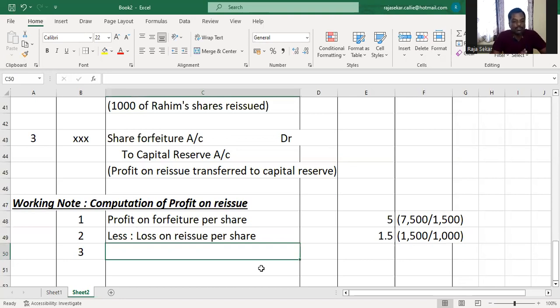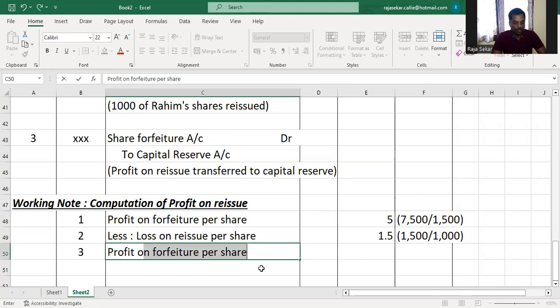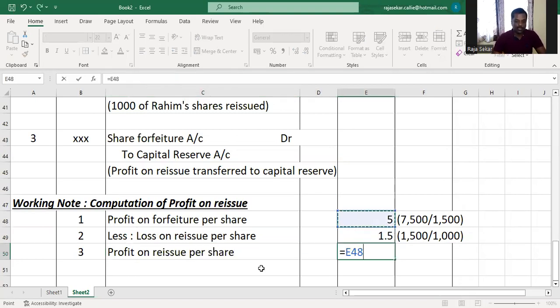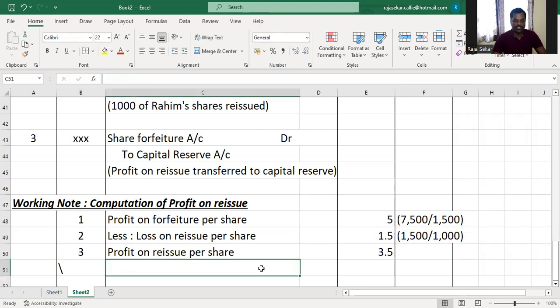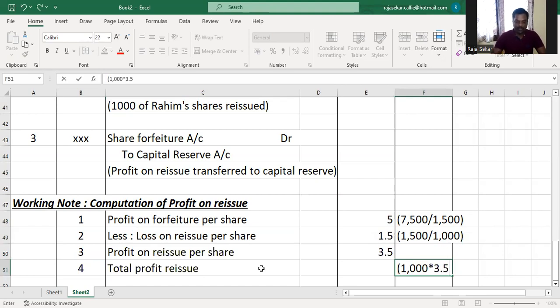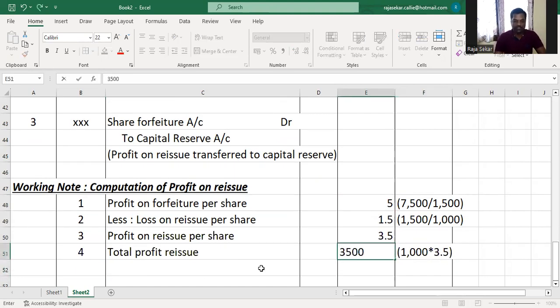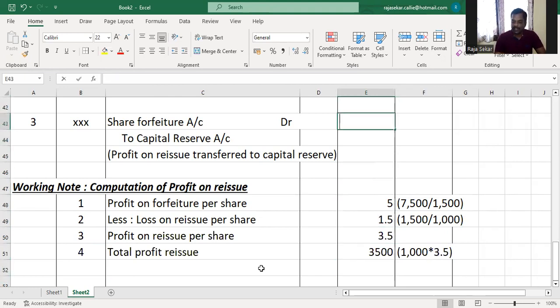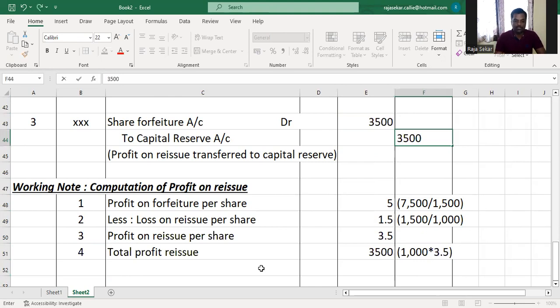Now you reduce the loss on reissue from profit on forfeiture per share, and you can get profit on reissue per share. The profit on reissue per share in this question is 5 minus 1.5, which is 3.5 rupees. And therefore, the total profit on reissue this time is the 1,000 shares reissued multiplied by the profit on reissue per share, which is 3,500. Understood or not, my dear children? And that is the amount we can transfer to capital reserve.